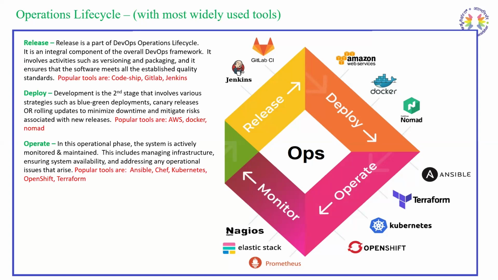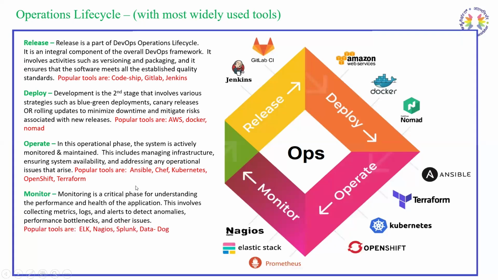There are many popular operation tools used in this life cycle phase. For example, Ansible or Terraform are used as a part of infrastructure as code. Puppet or Chef is used as a part of configuration management tools to automate operational tasks. And lastly, Kubernetes or OpenShift are used as a part of container orchestration tools to automate the deployment, scaling, and management of containerized applications.